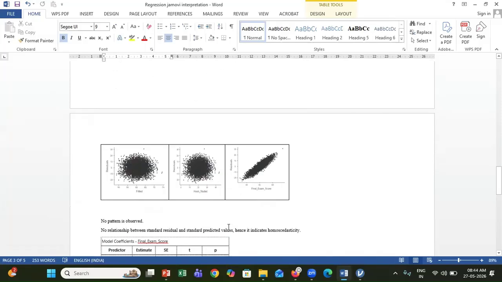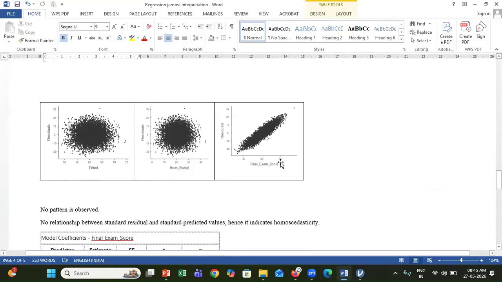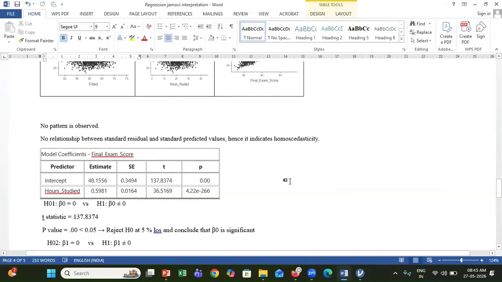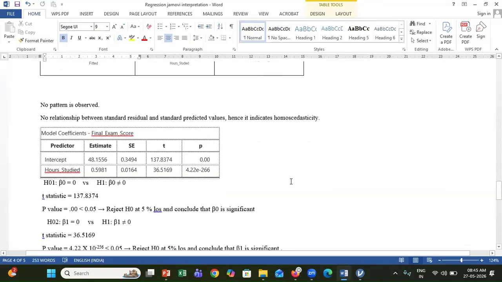Finally, we examine the residual plots to assess homoscedasticity. Here, you see that from all the three plots which I have copied and pasted, no pattern is observed. No relationship between standard residuals and standard predicted values, residuals and final exam scores. Hence, it indicates homoscedasticity. Once the assumptions are satisfied, I'm moving to the next step for testing the individual coefficients.